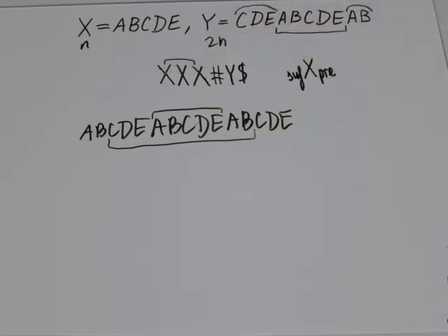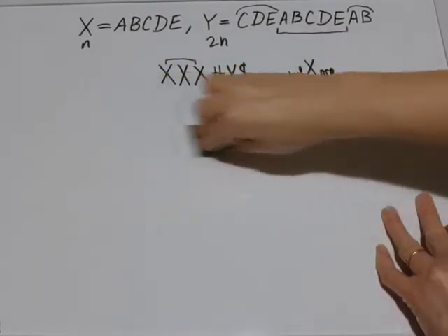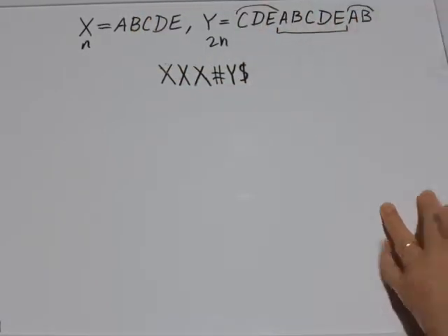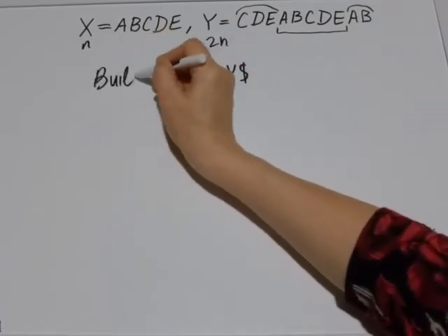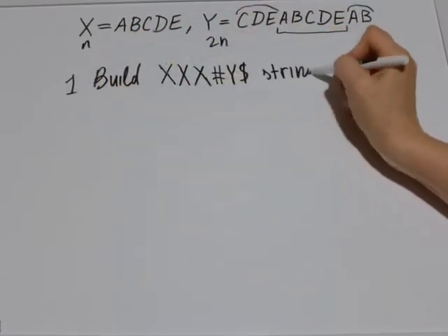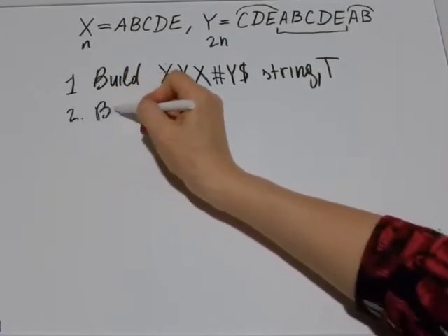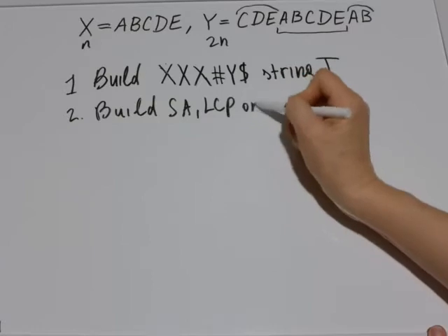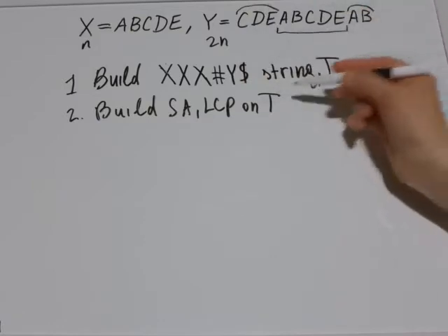Then how do you write a solution for this problem? Using this concatenated string, you first need to build this string. So let's write down the first step: build this string. Let's call it T. Then build suffix array and LCP on T. You always need to specify which string you build suffix array and LCP on.